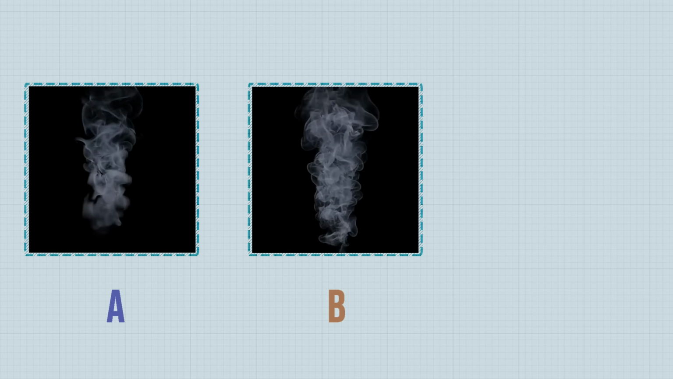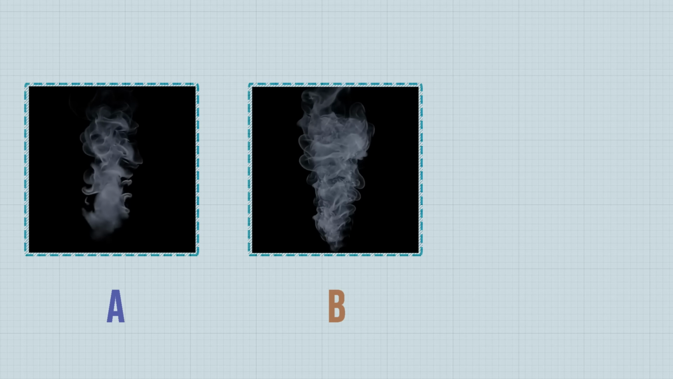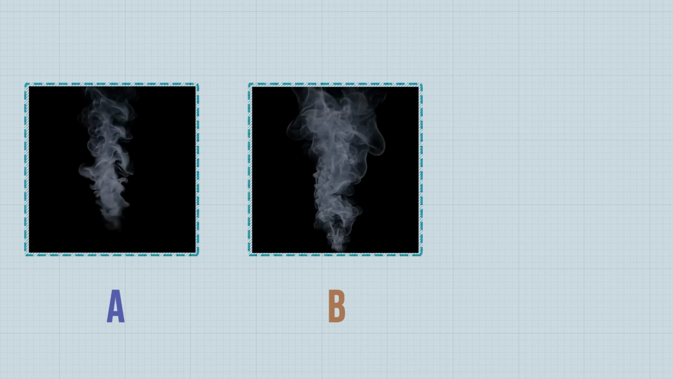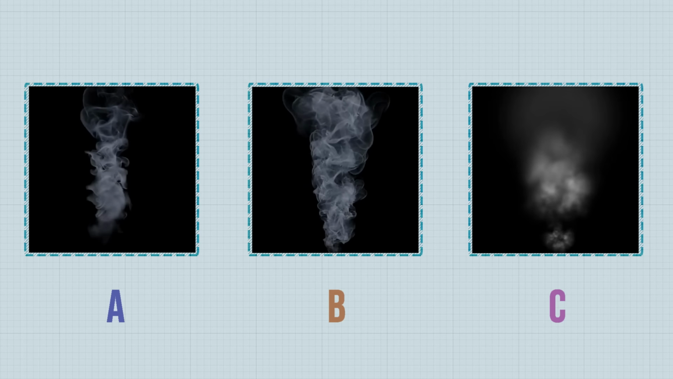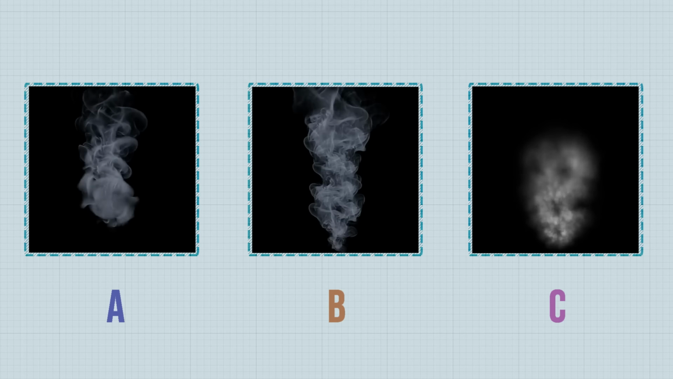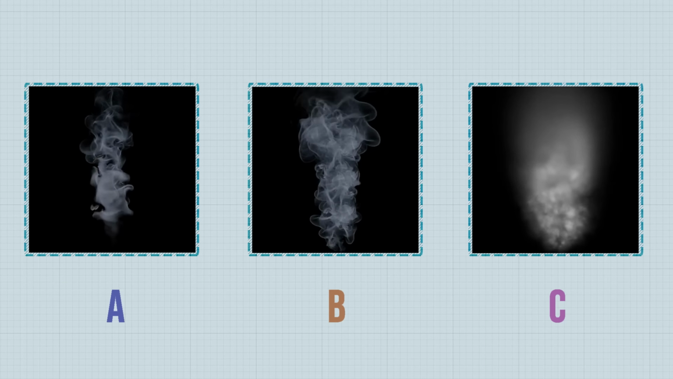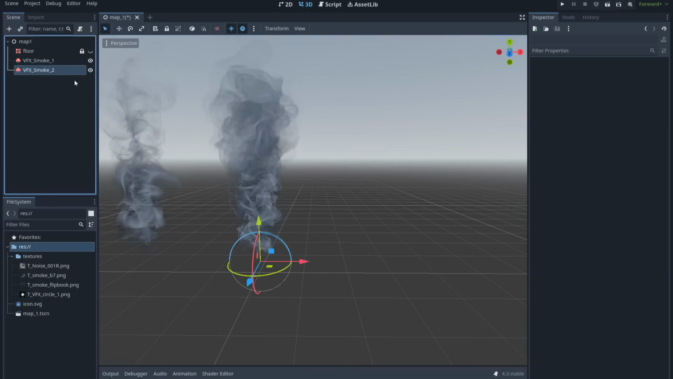Okay, so we have seen two ways to create the smokes. First, we have created a smoke using a flipbook. Then we have created a smoke using a single texture. And now I will show you my third and favorite method, which is using the level of detail of a texture. We will use some tricks in Godot to do that. And this also works great for dust effects as well.